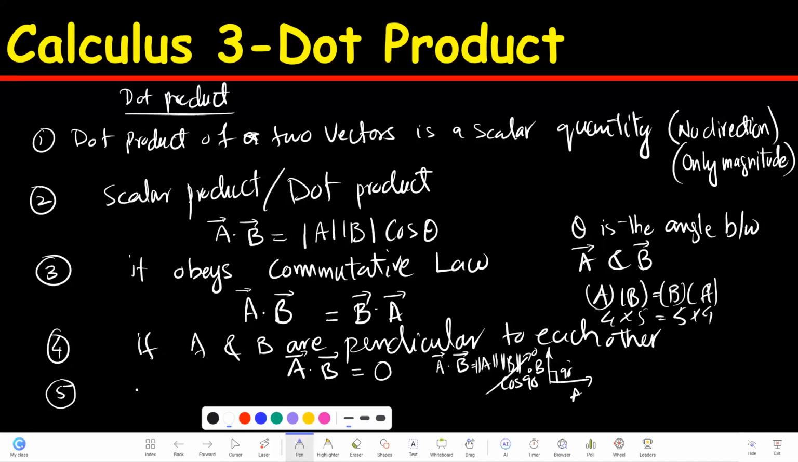Number 5, I'm going to write one more time, same thing. Dot product measures how much two vectors are in the same direction.